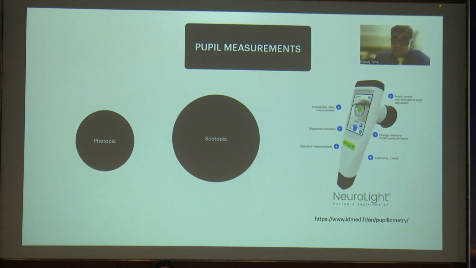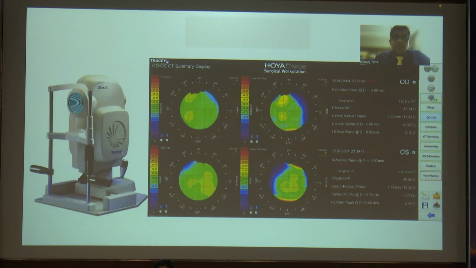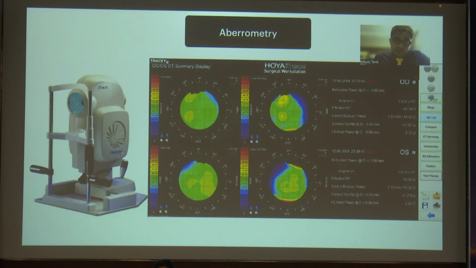Pupil measurements in photopic and scotopic conditions is most important to document, because if your scotopic pupil size is larger than your ablation zone, optical zone, then it can lead to glare and halos at night for the patients post-operatively. So aberrometry profile is also most important in refractive surgery screening patients.